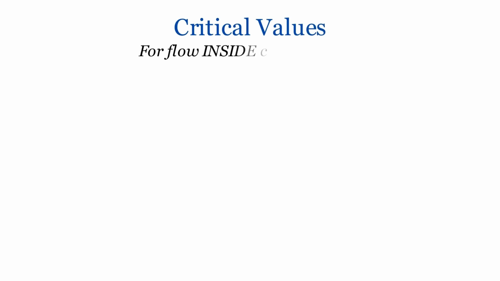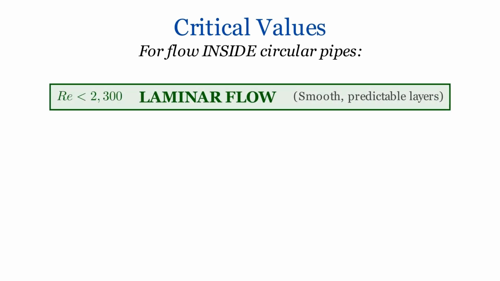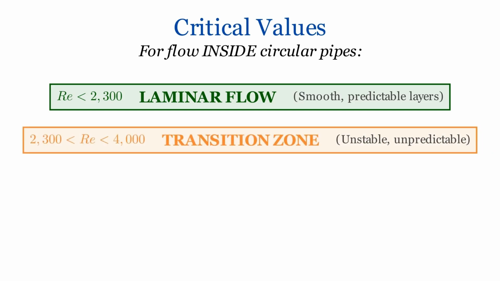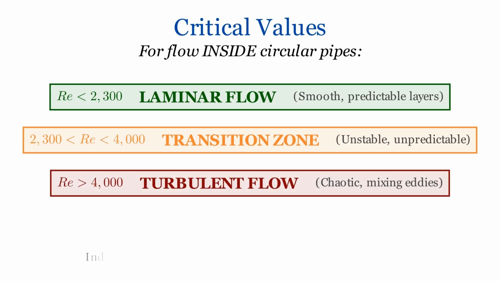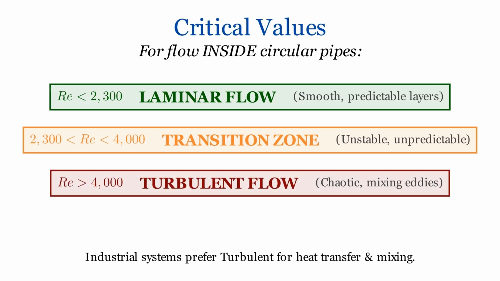The critical values, memorize these. For flow inside circular pipes, Re less than 2,300, laminar flow, smooth, predictable, layers slide over each other. 2,300 less than Re less than 4,000, transition zone, unstable, unpredictable. Re greater than 4,000, turbulent flow, chaotic, mixing, swirling eddies. Most industrial piping systems operate in the turbulent regime because turbulent flow provides better heat transfer and mixing.